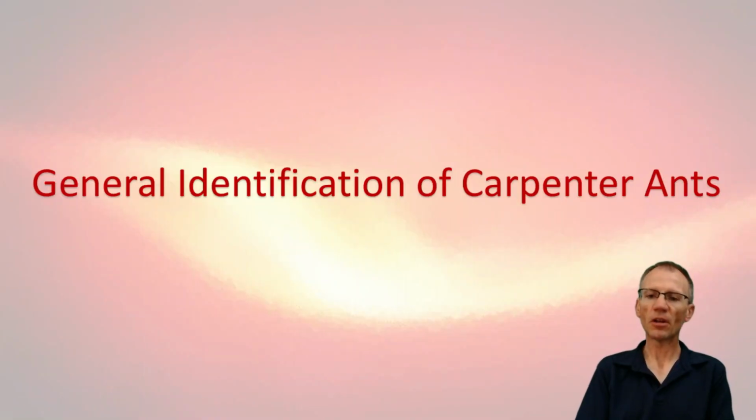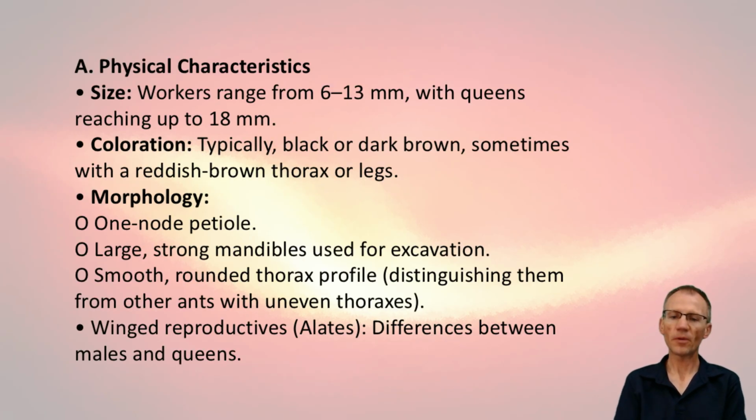Let's talk about the general identification of carpenter ants. A. Physical characteristics. Size. Workers range from 6 to 13 millimeters, with queens reaching up to 18 millimeters. Coloration. Typically black or dark brown, sometimes with a reddish-brown thorax or legs. Morphology. One-node petiole. Large, strong mandibles used for excavation. Smooth, rounded thorax profile, distinguishing them from other ants with uneven thoraxes.